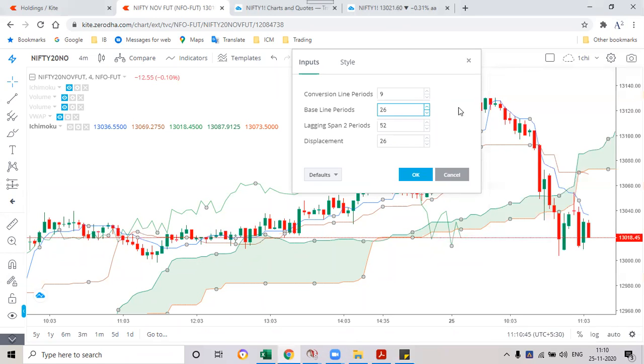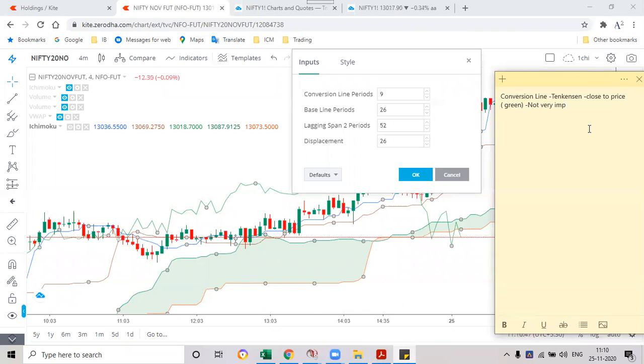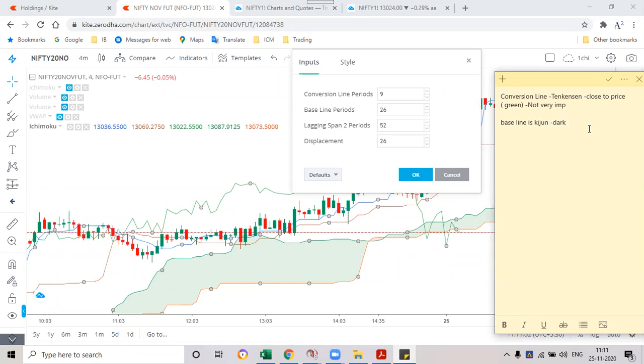Next is the baseline. This is very important. Baseline is called Kijun. You can keep it a dark color, dark black or something, because you'll be using a total of 4 lines here. Then the lagging span. Lagging span, you don't have to bother at all.